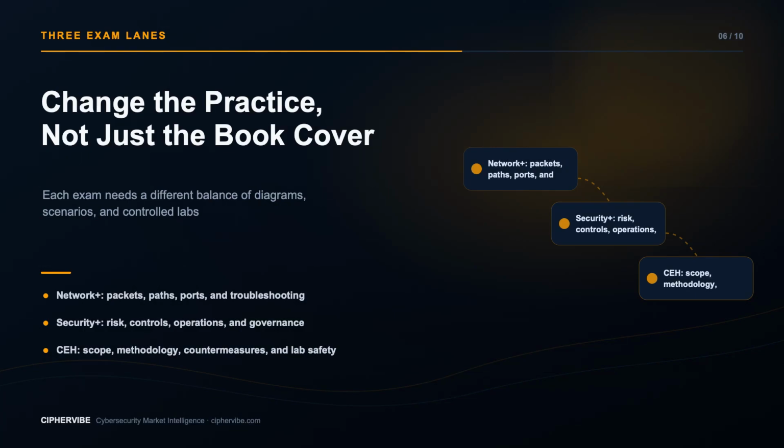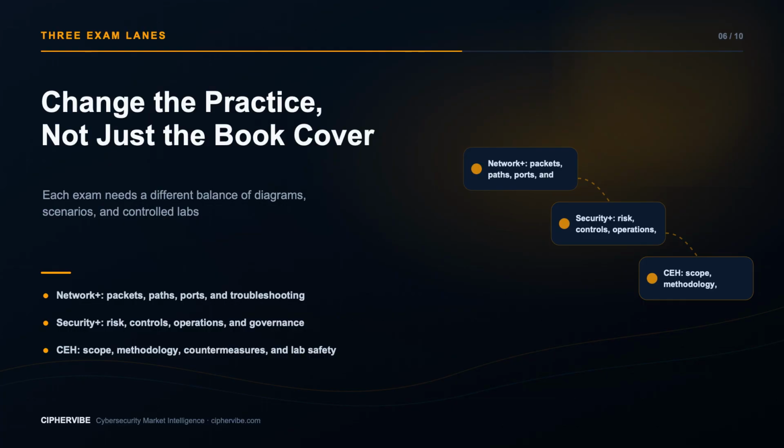For Network Plus, repeatedly draw small topologies. Trace a packet through switching, routing, addressing, name resolution, wireless, and common services. Use symptoms to test from physical connectivity upward while staying flexible when evidence points elsewhere.